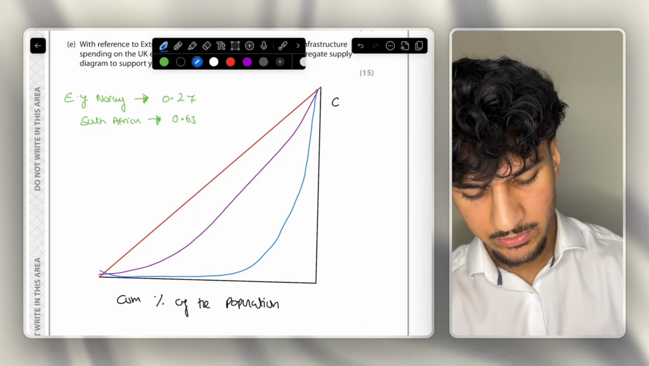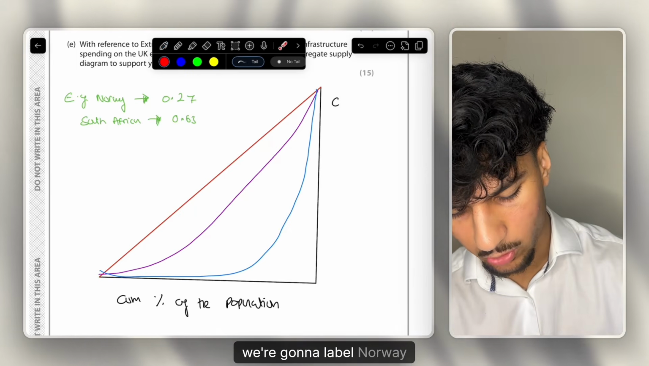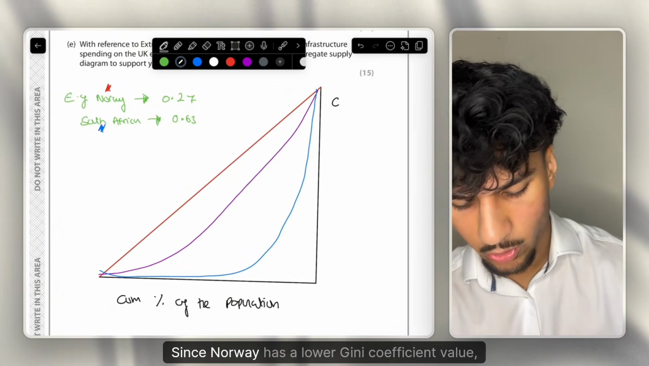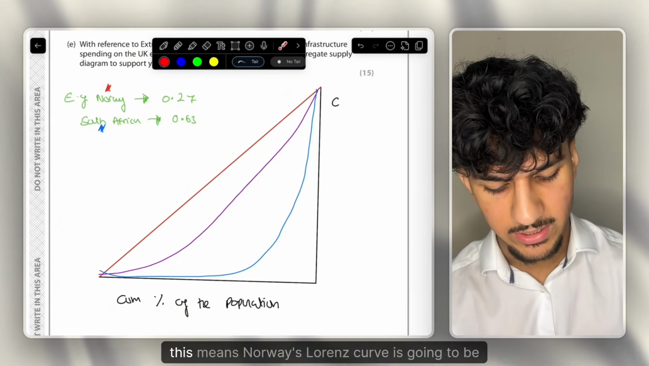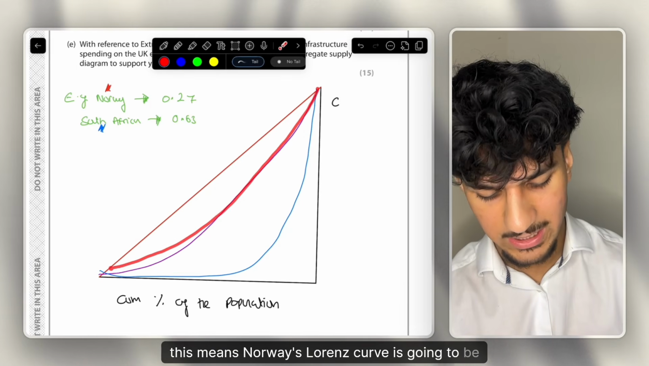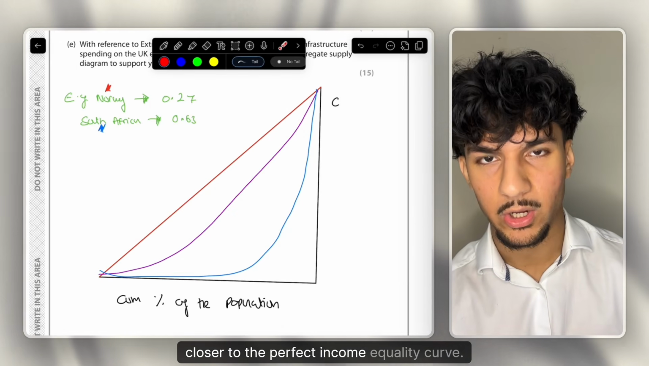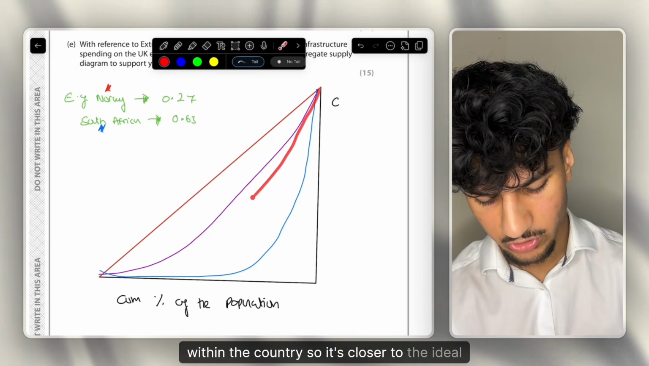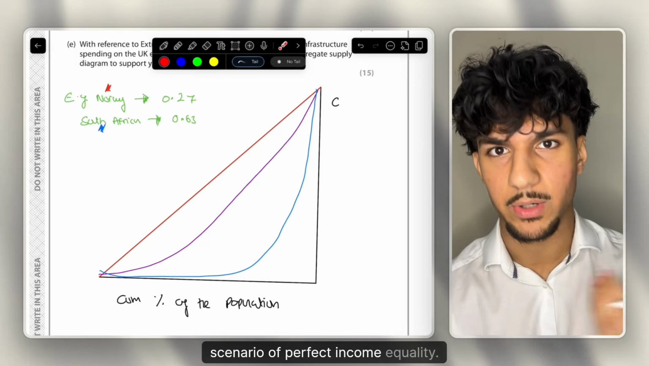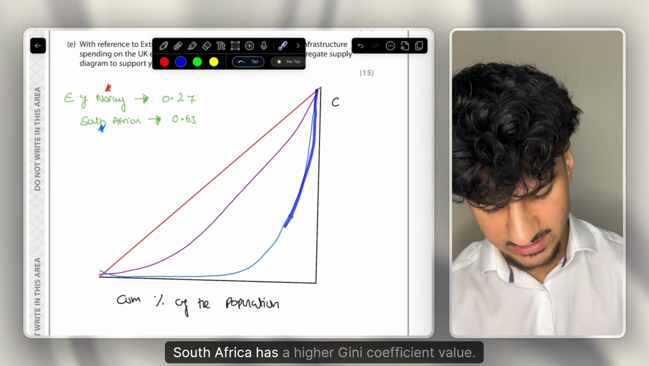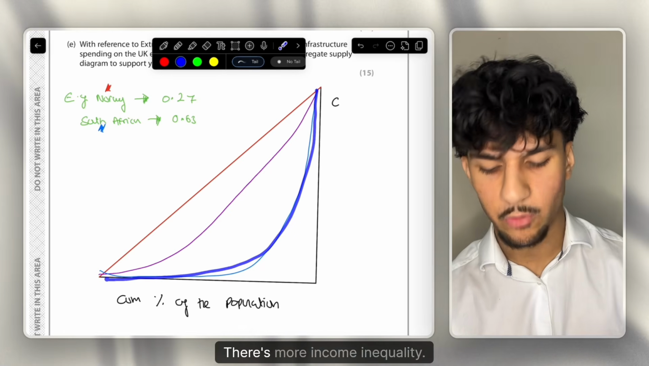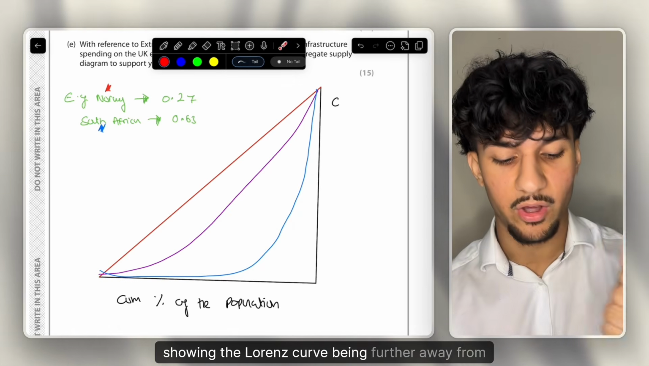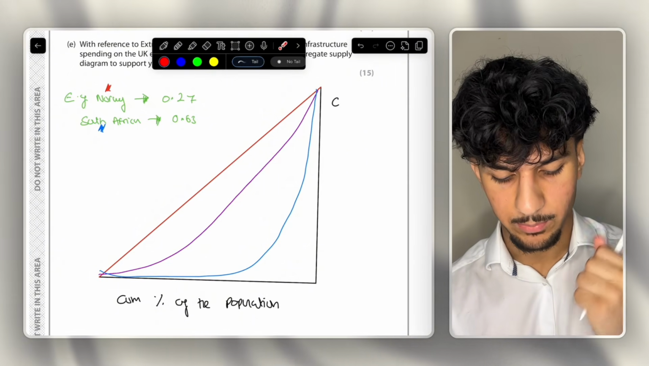Now, why does this make sense? We're going to label Norway red and South Africa blue. Since Norway has a lower Gini coefficient value, this means Norway's Lorenz curve is going to be closer to the perfect income equality curve. Very simply, there's less income inequality within the country, so it's closer to the ideal scenario of perfect income equality. Whereas South Africa has a higher Gini coefficient value, so there's more income inequality. We represent that by showing the Lorenz curve being further away from the perfect equality curve.